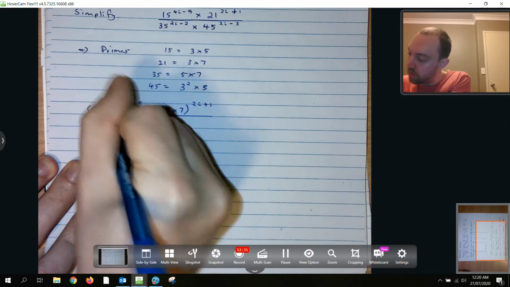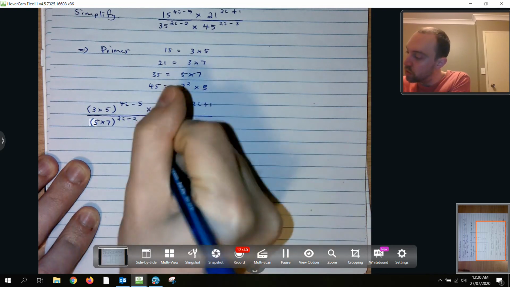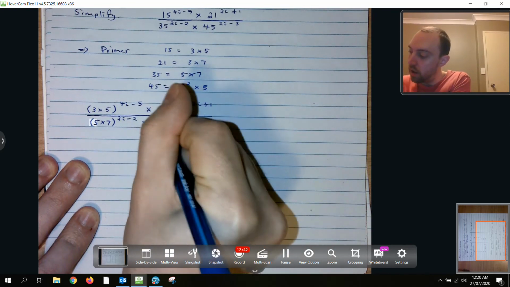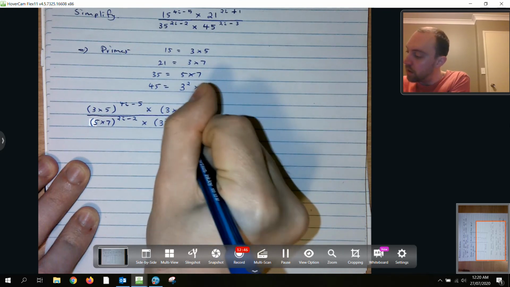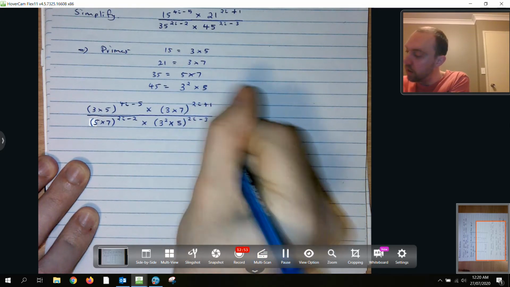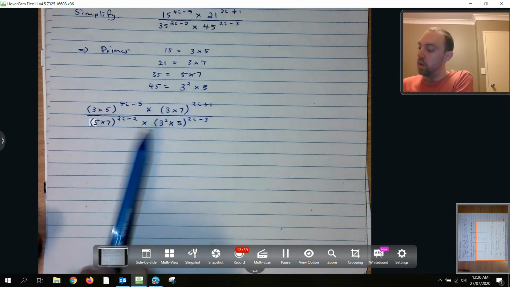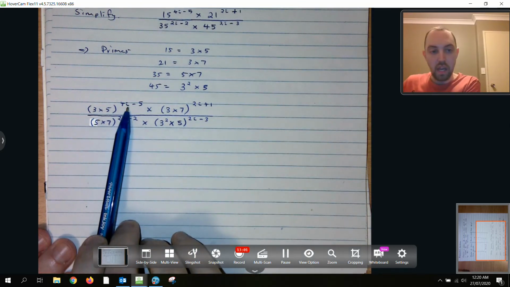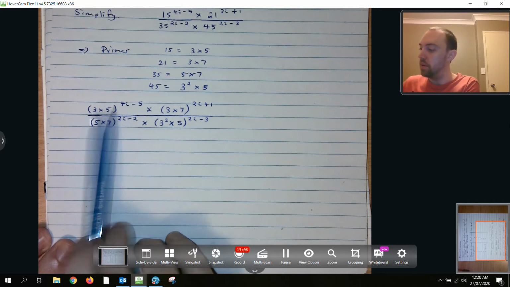Five times 7 to the power of 2i take 2, times 3 squared, times 5 to the power of 2i take 3. Alright, so if we have powers on the outside of brackets, then that power is going to multiply the powers on the inside.